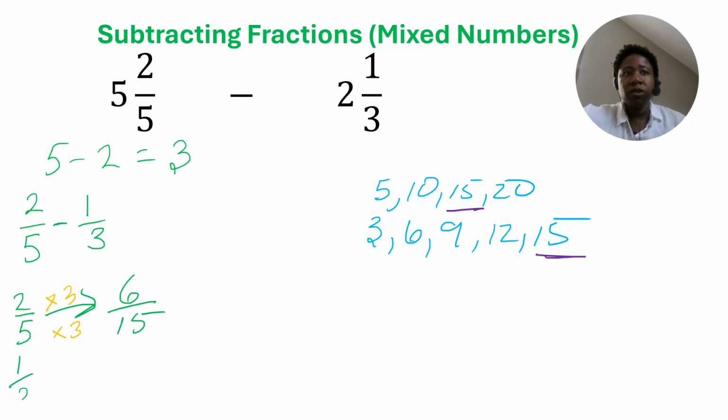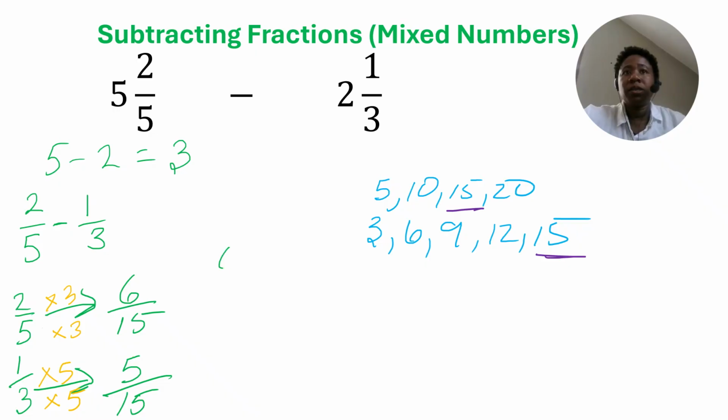The second fraction is 1/3. Again, we want a denominator of 15. So we ask ourselves, what number do we multiply 3 by so as to get 15? That number is 5. 3 times 5 is 15. Whatever we do to the denominator, we must do to the numerator. So 1 times 5 is 5. So 1/3 rewritten with a denominator of 15 becomes 5 over 15.